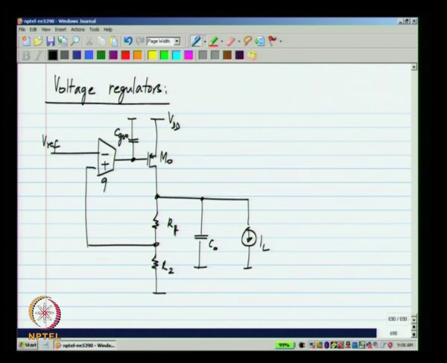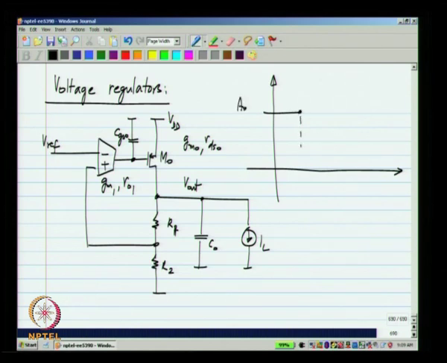This amplifier in the feedback loop is said to have a transconductance GM1 and an output resistance RO1, okay, and this M0 has some GM0 and an output resistance RDS0 at the operating point, okay. So we evaluated the frequency response and saw that the dominant pole is likely to be from the output node, okay.